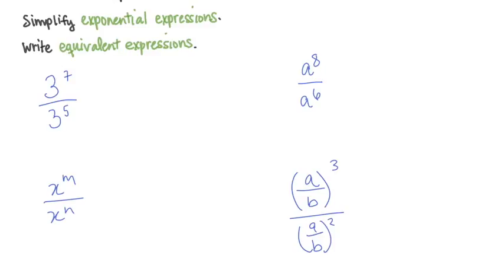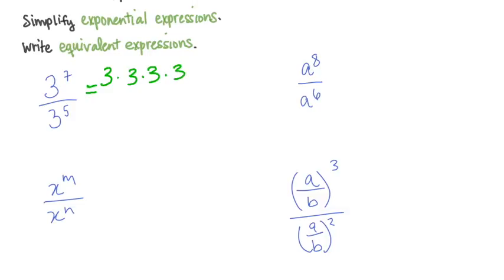In today's lesson, you're going to learn a different law of exponents called the quotient with same base rule. 3 to the power of 7 divided by 3 to the 5th power. So if I were to write these out, and again, I'm only going to write this out to show you what it would actually look like.